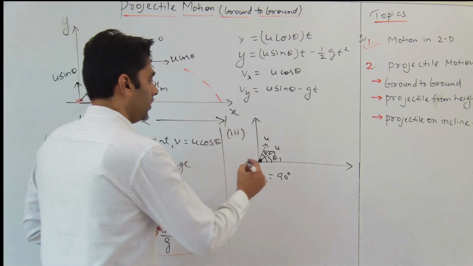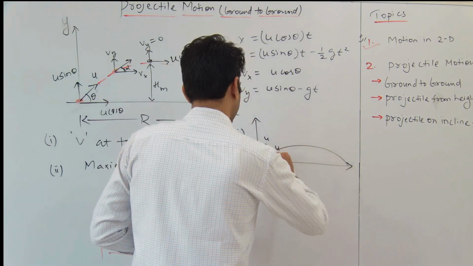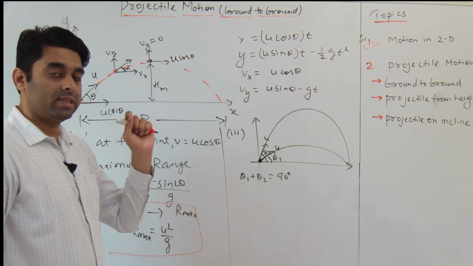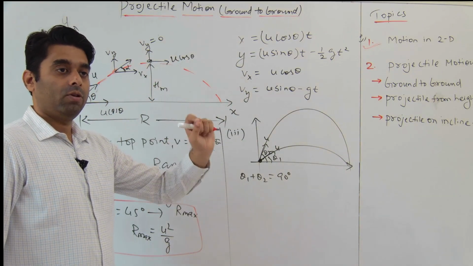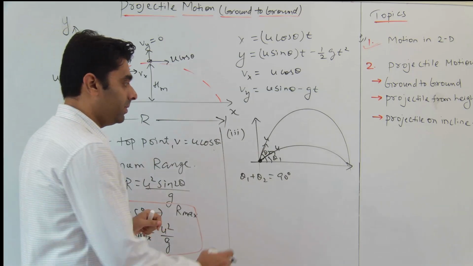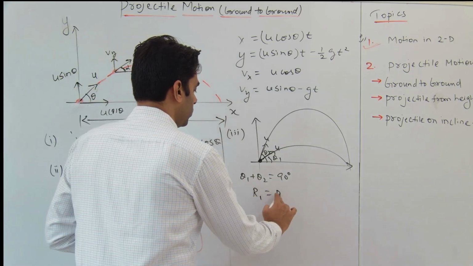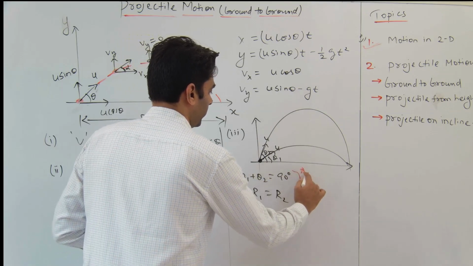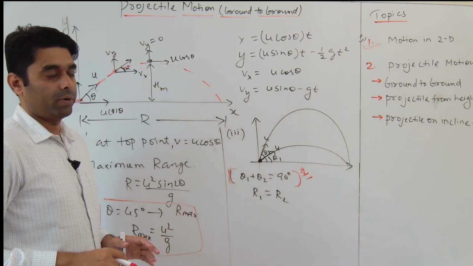That means the range of two particles thrown with the same velocity but at angles of projection which are complementary to each other will be the same. That means R1 will be equal to R2. Keep this point in mind. Many times it is very helpful, right? Questions are asked directly regarding this point.